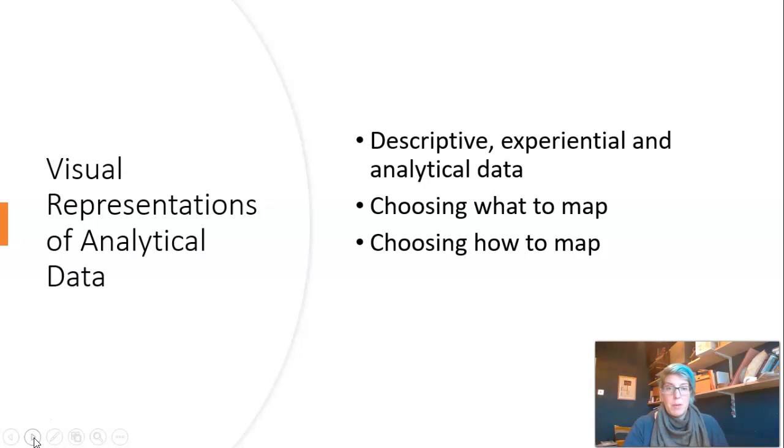We're also going to be talking about how you choose how to map, so different techniques for actually communicating information in a visual form. And finally, I'm going to show you a few examples of something called academic annotation, which is a way that you can include academic references on visual representations of information.